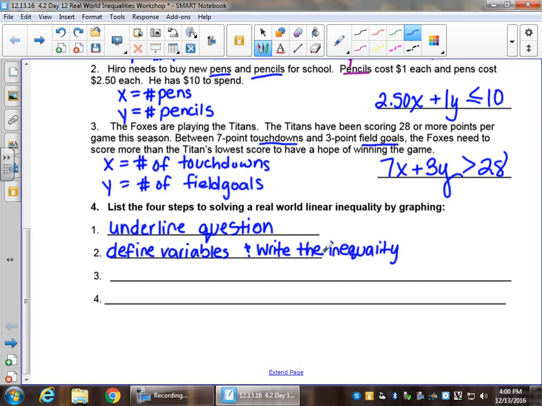After we have our variables and inequality, think about what comes next. How do I figure out how to graph these real-world inequalities? Our strategy has been to calculate the x and y intercepts and graph them. So once you find them, put them on the graph.